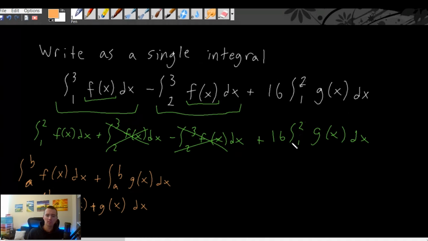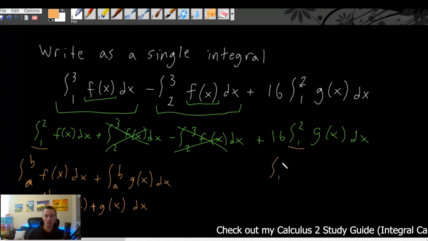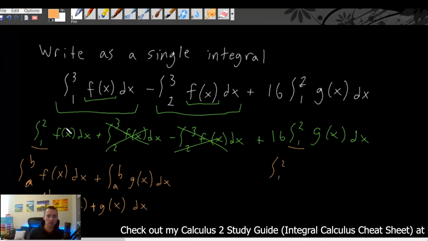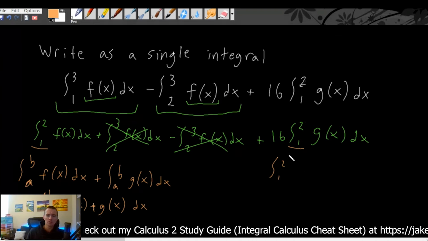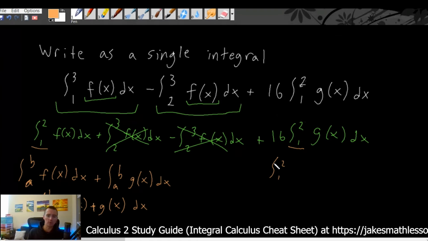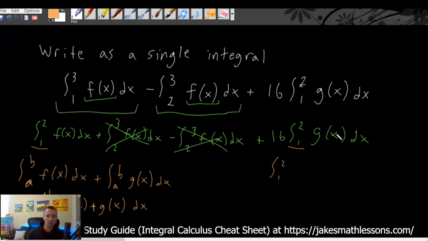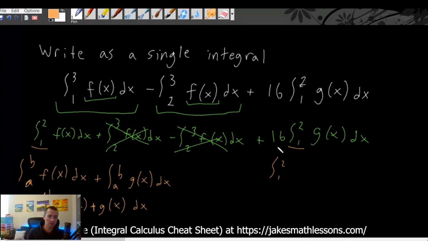So based on the fact that we have the same bounds for this integral and this integral that we have remaining, if we can manipulate this last integral over here to get it so that we just have the integral from 1 to 2 of something, we can then combine that with our first integral using this property. So the question is, how can we get this to just be the integral from 1 to 2 of something rather than having this 16 out here like this?